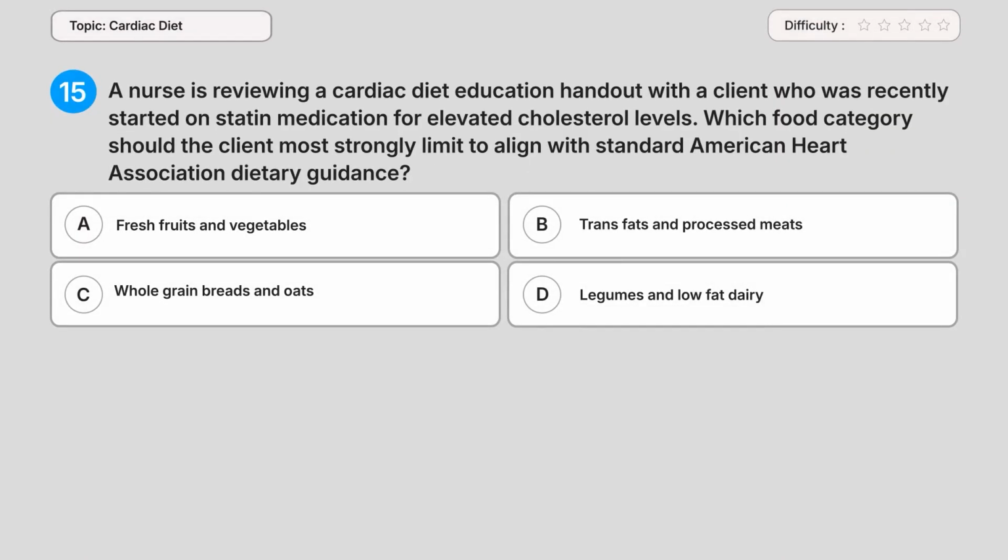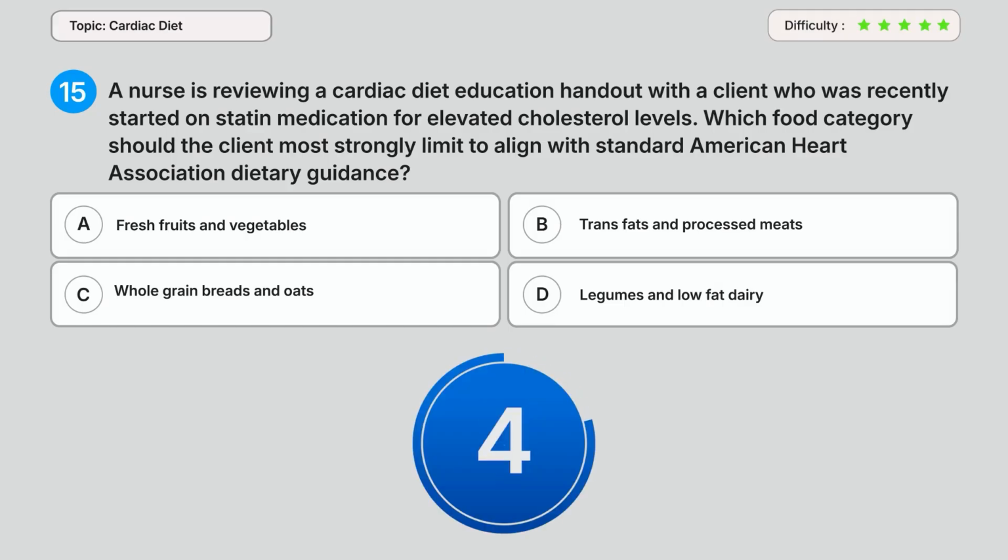15. A nurse is reviewing a cardiac diet education handout with a client who has recently started on statin medication for elevated cholesterol levels. Which food category should the client most strongly limit to align with standard American Heart Association dietary guidance? A. Fresh fruits and vegetables. B. Trans fats and processed meats. C. Whole grain breads and oats. D. Legumes and low-fat dairy. Can you guess the answer?